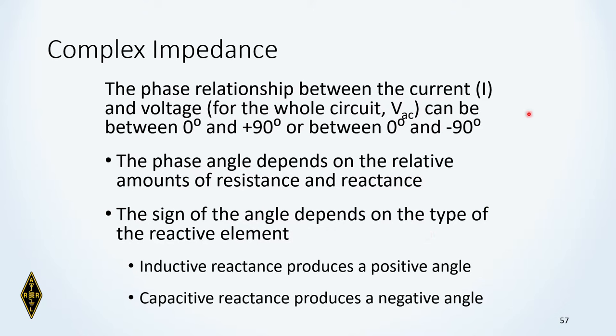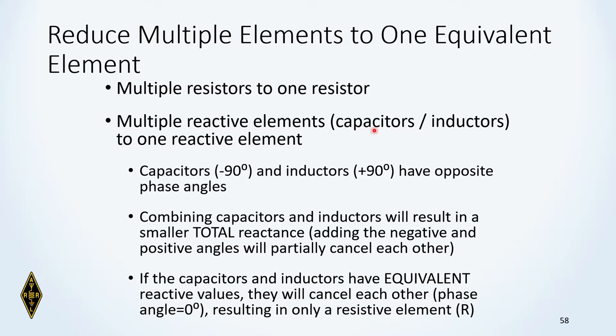So if the phase angle is going to be 90 degrees, positive for an inductor, negative for a capacitor, the phase angle of a complex impedance consisting of one of those two components and the resistor is going to be somewhere between 0 and 90 degrees. That's all this is saying. The phase angle depends on the relative amounts of resistance and reactance, and the sign of the angle depends on the type of reactive element. Inductors will always have a positive angle. Capacitors will always have a negative complex impedance angle. Notice this is all black text.